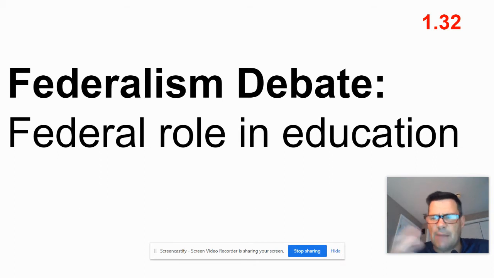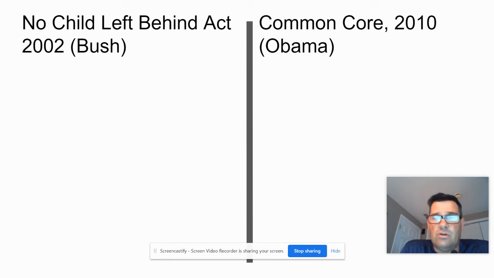So let's just look at a couple of examples here. Flip over to the back side of the card. I want you to do something different. I want you to make a line down the middle of the card. On the left-hand side, put No Child Left Behind Act 2002.